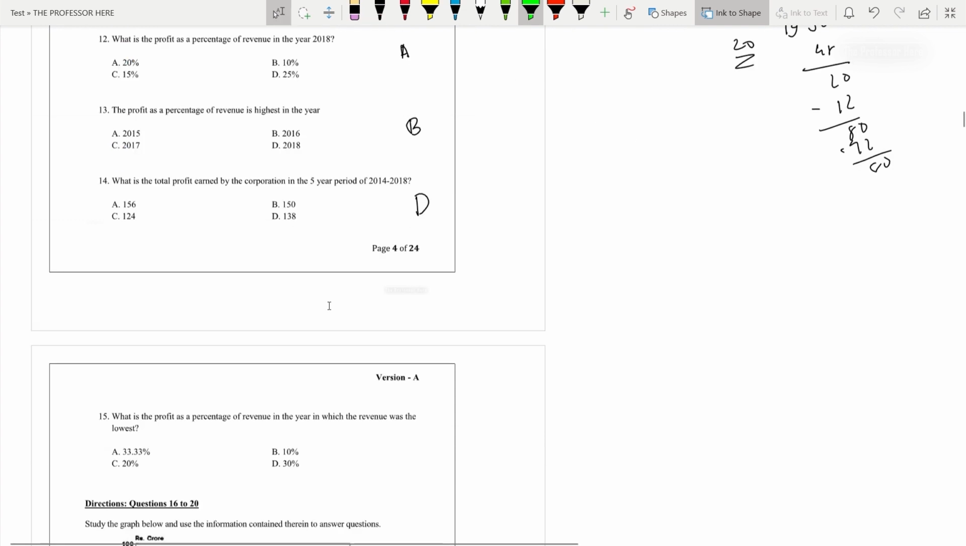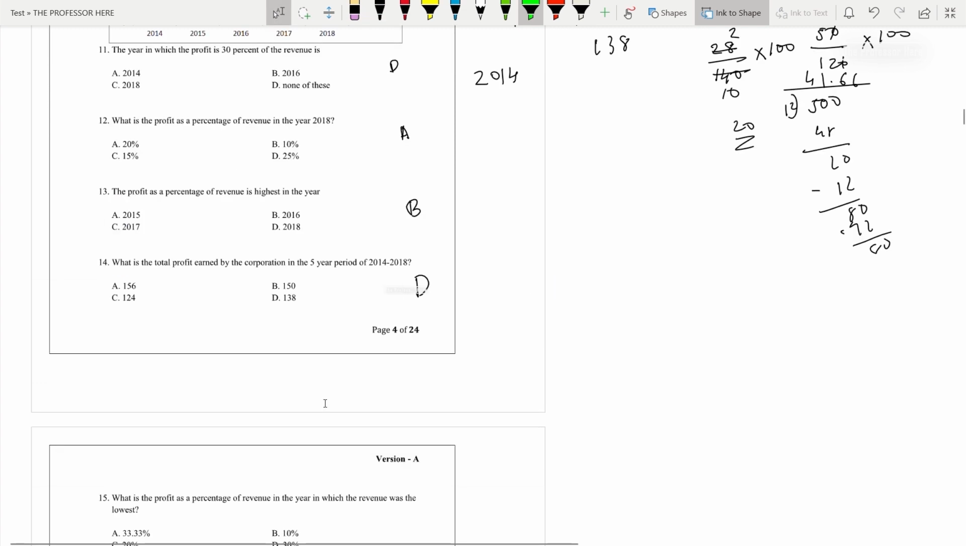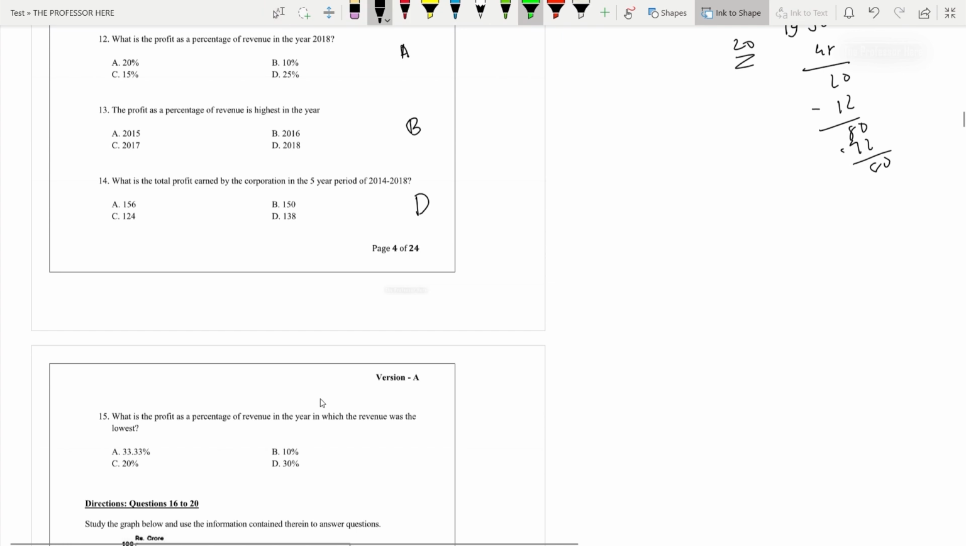Question number 15, what is the profit as a percentage of revenue in the year in which the revenue was the lowest? The revenue was the lowest in the year 2014. So the profit percentage there is 33.33. So option A is the answer.